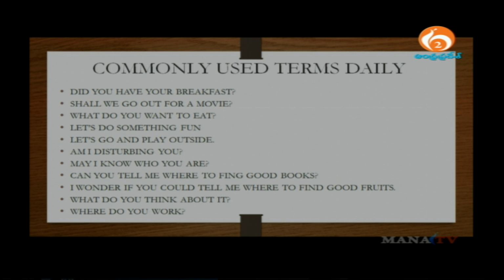Can you tell me where to find good books? I wonder if you could tell me where to find good fruits. Whenever you're going to a market, or you are stuck in some place and you want to buy some fruit, what are you going to ask them? I wonder if you don't mind, I wonder if you can just tell me where I can find fruits.